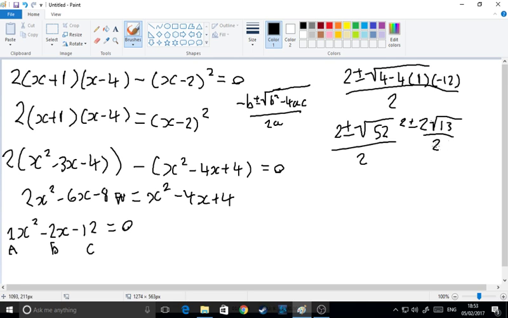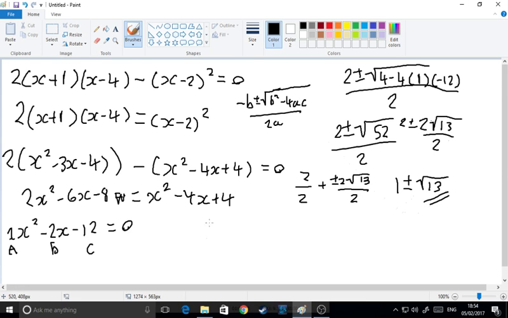We can split this fraction into 2 over 2 plus or minus 2 root 13 over 2, because they have the same denominator. 2 over 2 is 1, so 1 plus this, where these cancel out, so it's 1 plus or minus root 13, I believe. What question was this? 6. Yeah, 1 plus or minus root 13. There you go, and that's your final answer.